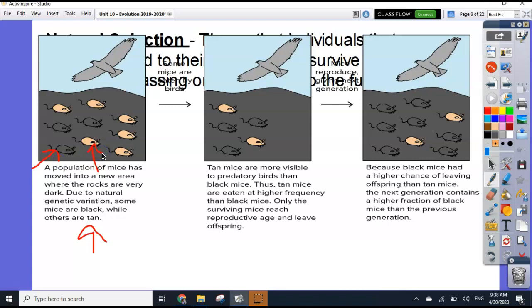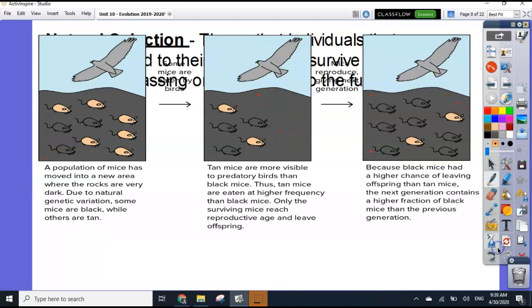So which ones is this hawk or this bird going to be able to see better? It's going to be able to see the ones that don't blend in. Right? So which ones are going to get eaten? The tan one, right? Tan mice are more visible to these birds, so tan mice are eaten more often than black mice. So more black mice end up surviving, okay? Over time, we end up getting more black mice because the tan ones are easily seen and get eaten.